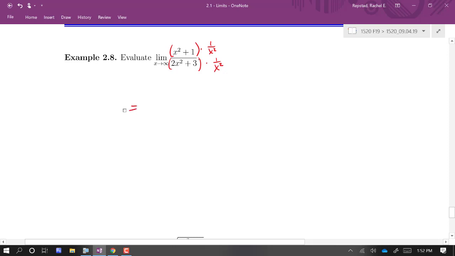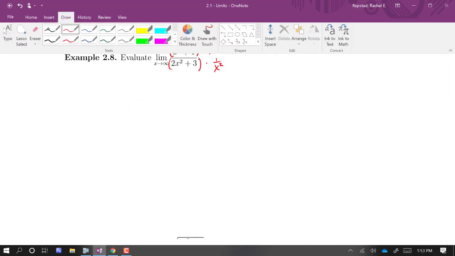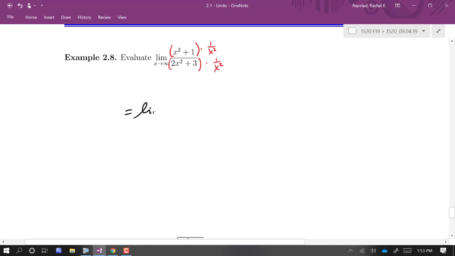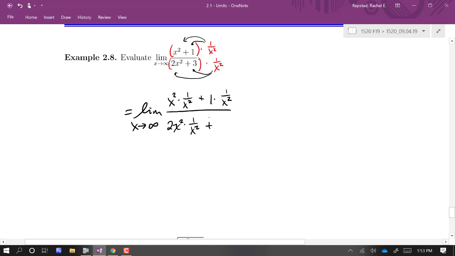So I'm going to just distribute. So on top, we have x squared times 1 over x squared plus 1 times 1 over x squared. On the bottom, we have 2x squared times 1 over x squared plus 3 times 1 over x squared. I'm going to simplify each of these little products, right? Rules of exponents.